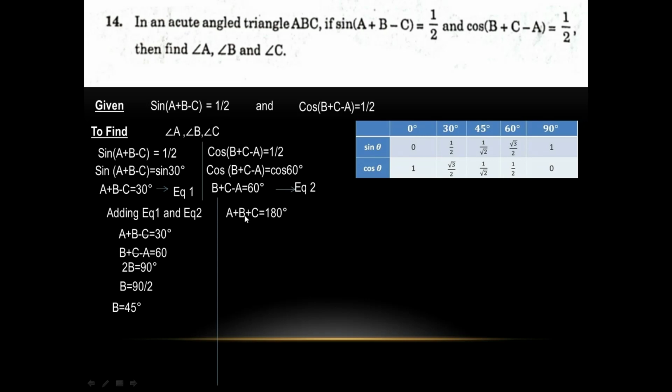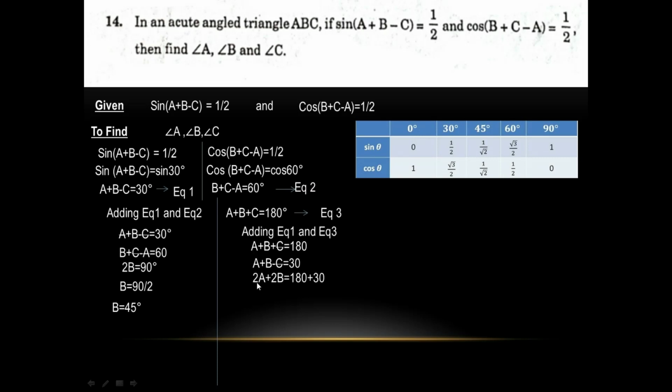Then coming here, we know that A plus B plus C is equal to 180 degrees. So we are taking this equation as equation 3. Then adding equation 1 and equation 3, this is equation 3 and this is equation 1. Adding these two equations, we get 2A plus 2B is equal to 180 plus 30.